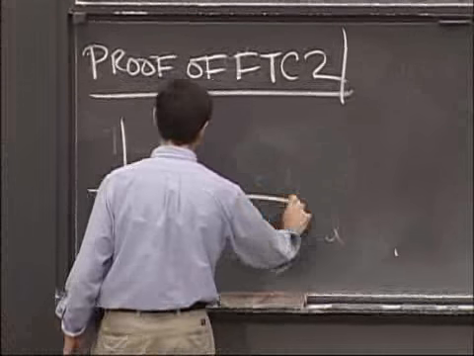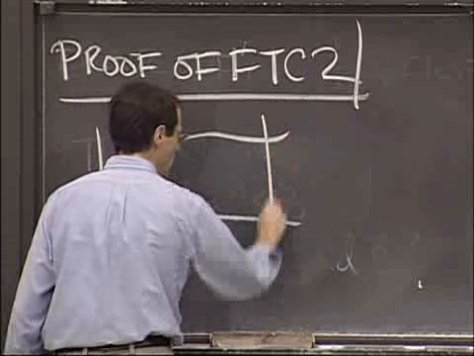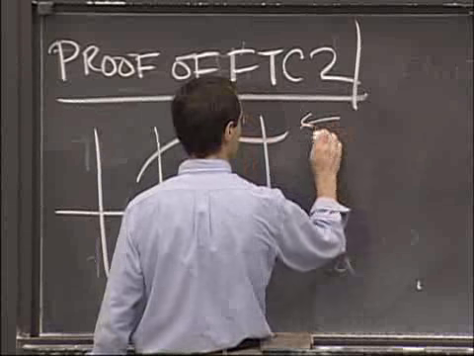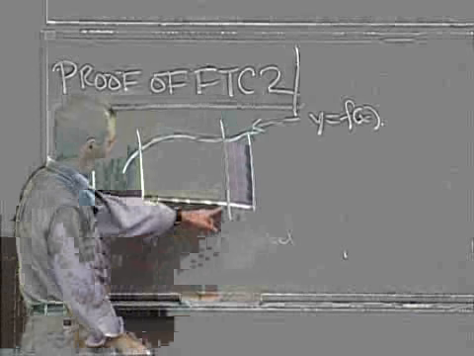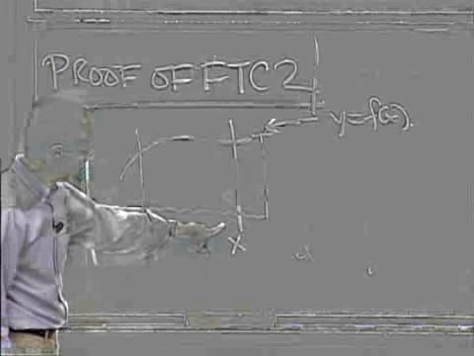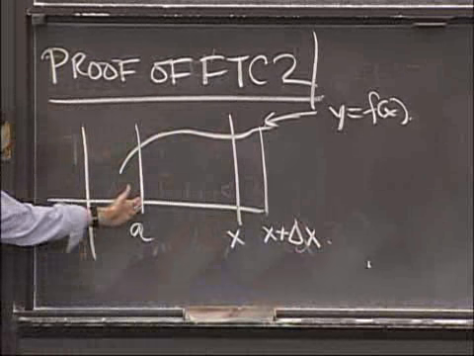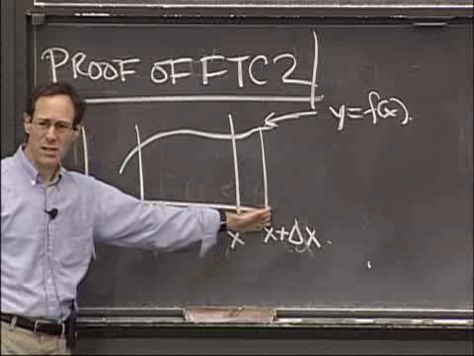The proof is by picture and using the interpretation as area under the curve. So if here's the value of a, and this is the graph of the function y equals f of x, then I want to draw 3 vertical lines. One of them is going to be at x, and one of them is going to be at x plus delta x. So here I have the interval from a to x, and next I have the interval from x to x plus delta x.